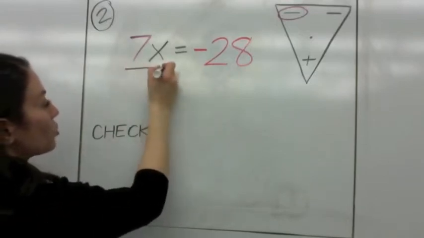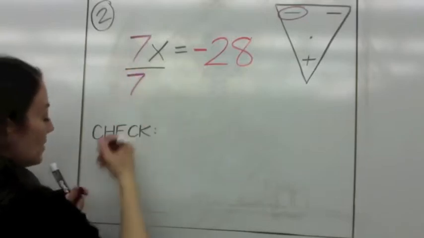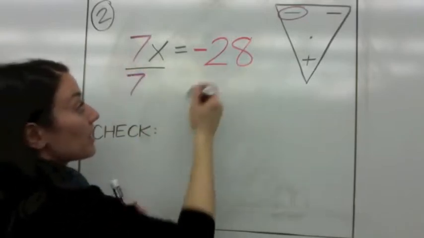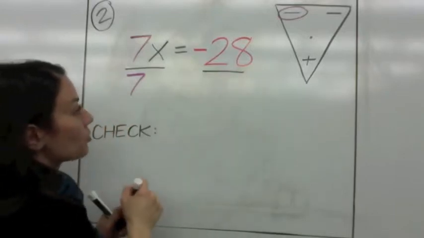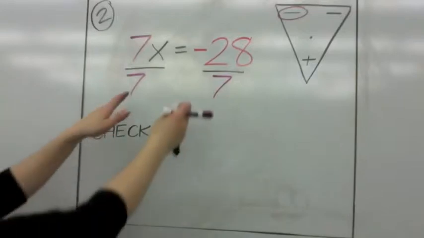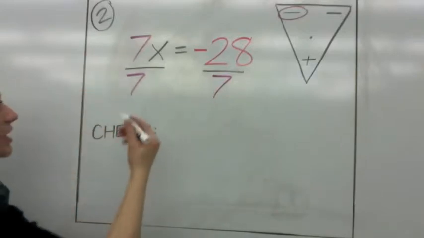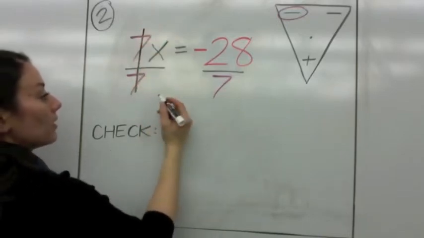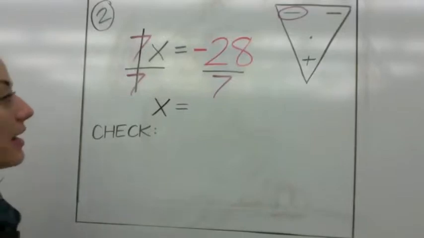So you're going to divide both sides by 7. You put a fraction bar, and then you put a 7. You're going to divide this by 7, and you're also going to divide this side by 7. Make sure you do that. Then you do the operations on both sides. What is 7 divided by 7? 7 divided by 7 is 1. And what does x equal? x equals negative 28 divided by 7.